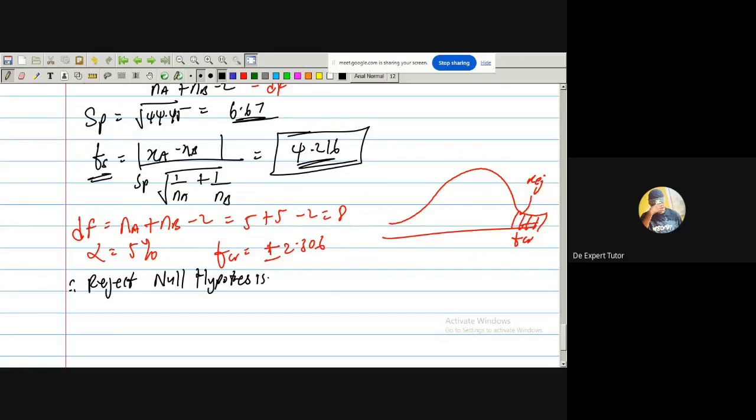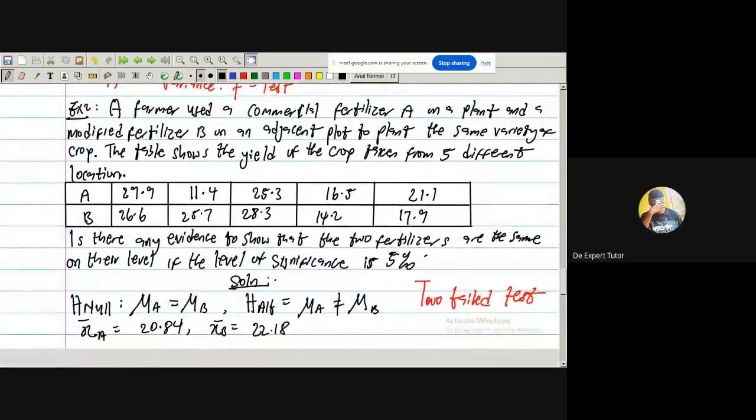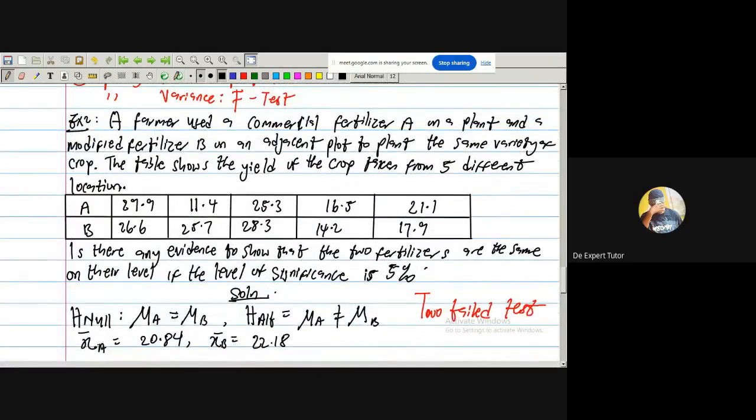So what do we now say? Let us go back to the beginning of the survey. We are rejecting null. So what do we say? We can say there is not enough evidence to support this null. That's why we are rejecting it. Are we together? Yes. So how do you say it? There is not enough evidence to support that the two fertilizers have the same effect on the plant. Or you can say there's not enough evidence to show that the two fertilizers are the same on their level. So let me help you write it.